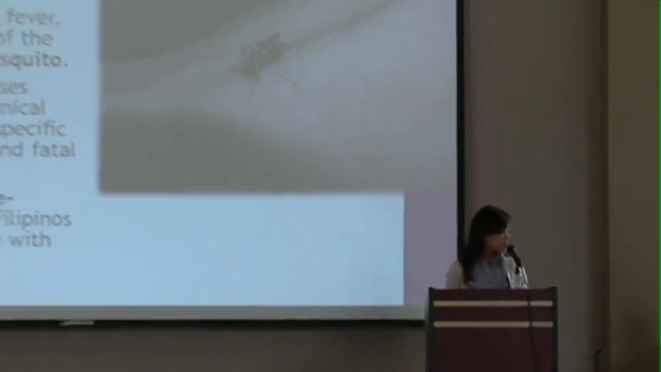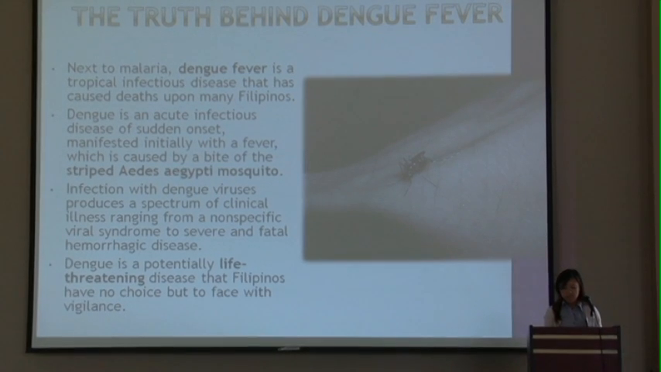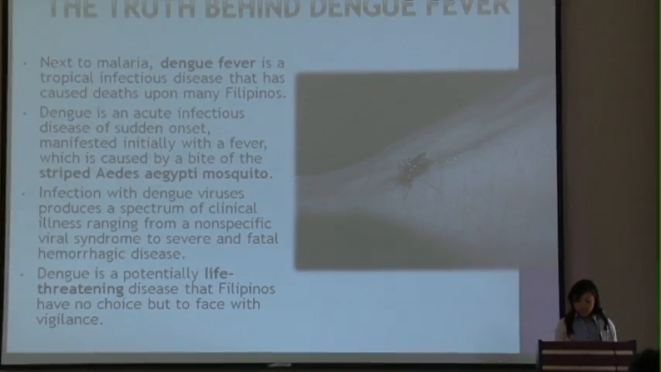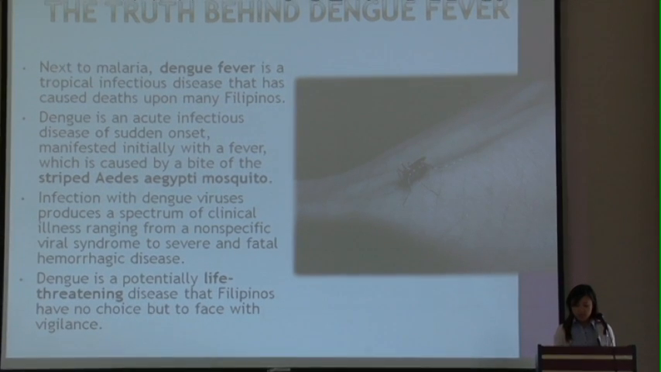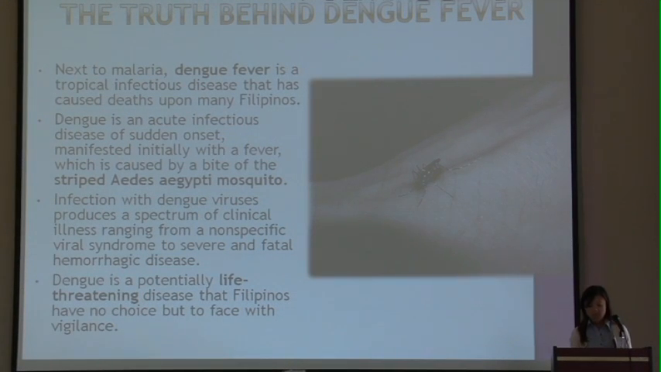Okay, so I did my presentation on healthcare in the Philippines with further study on dengue fever. So the truth behind dengue fever is next to malaria, dengue fever is a tropical infectious disease that has caused many deaths upon Filipinos. Dengue is an acute infectious disease of sudden onset, manifested initially with a fever, which is caused by the bite of the striped Aedes aegypti mosquito, which is right here.